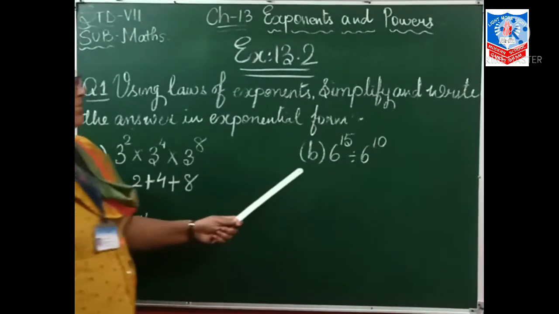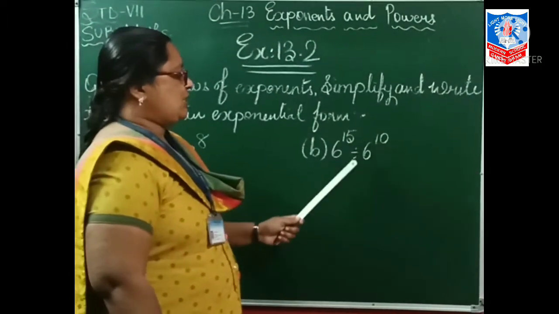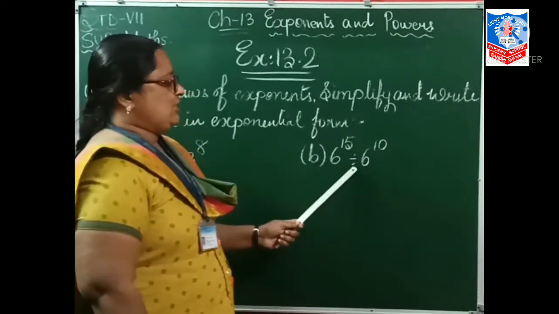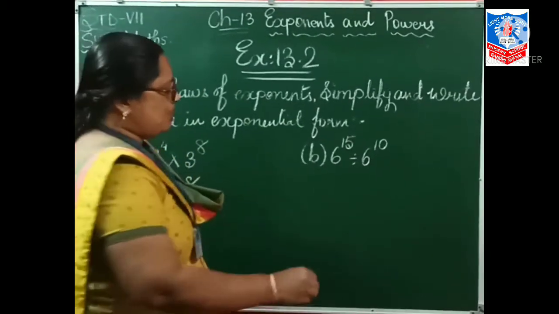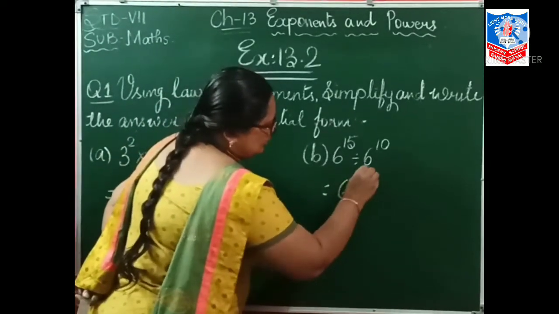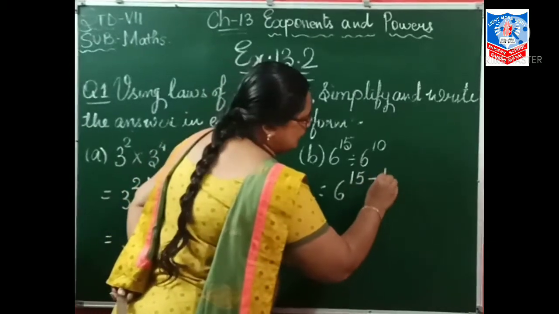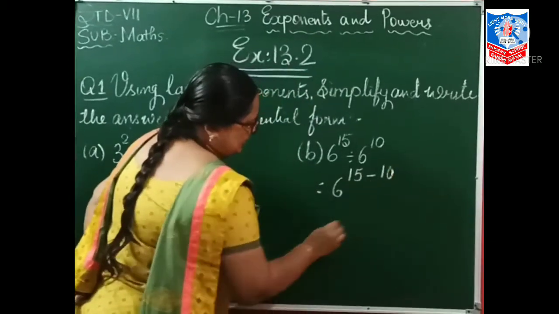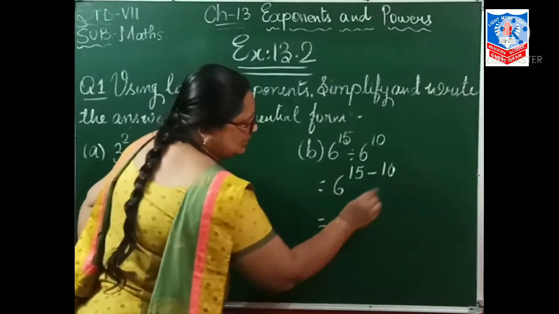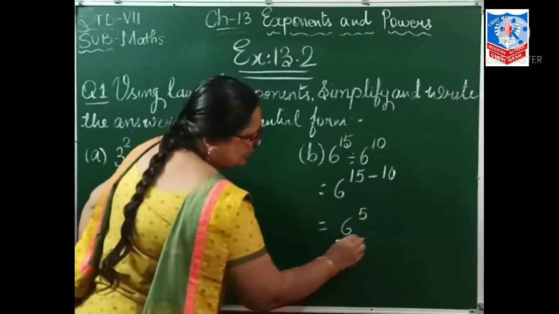Now see here, 6 raised to the power 15 divided by 6 raised to the power 10. When it is divide, it will become minus. So 6 raised to the power 15 minus 10 is equal to 6 raised to the power 5. Understood?